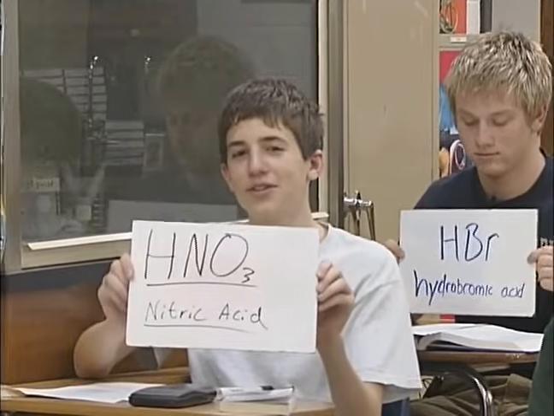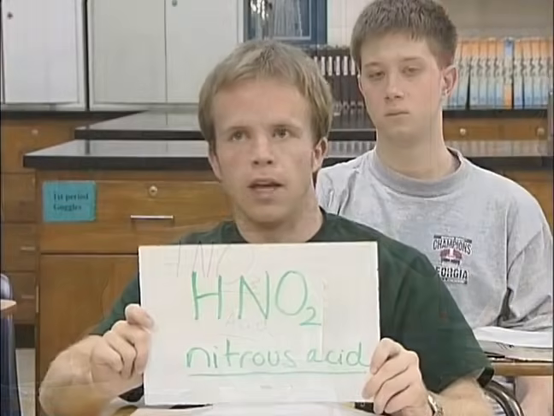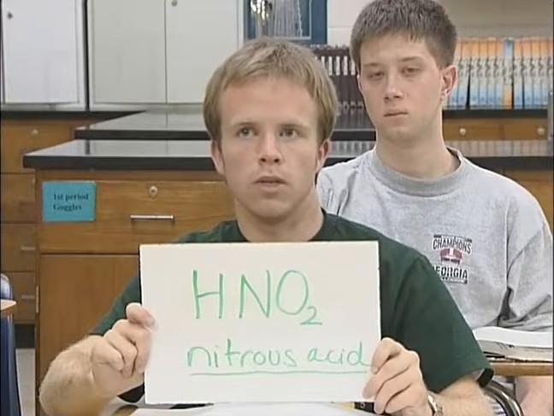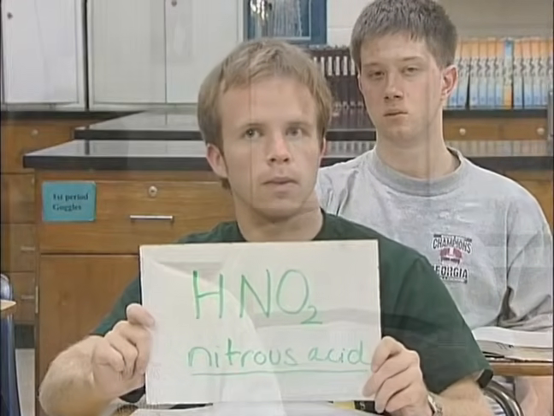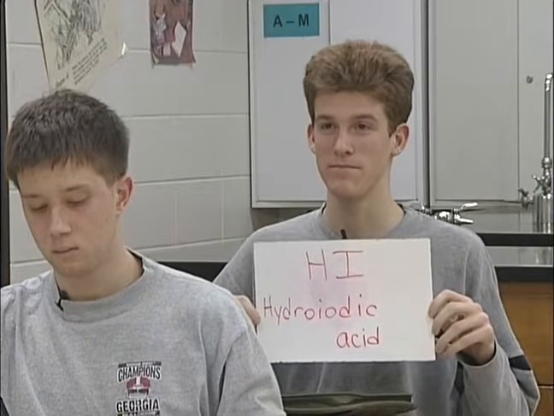HBr is a binary acid with the name hydrobromic acid. HNO3 is a ternary acid with the name nitric acid. HNO2 is a ternary acid with the name nitrous acid. HI is a binary acid with the name hydroiodic acid.